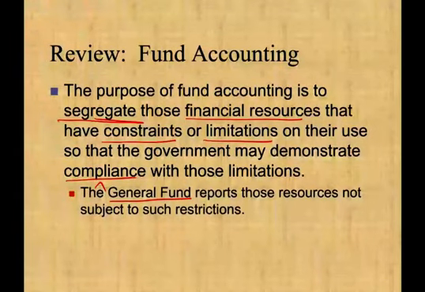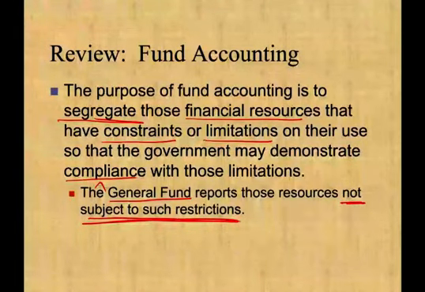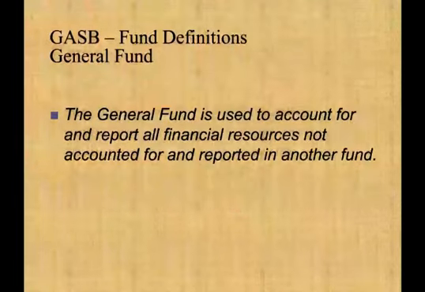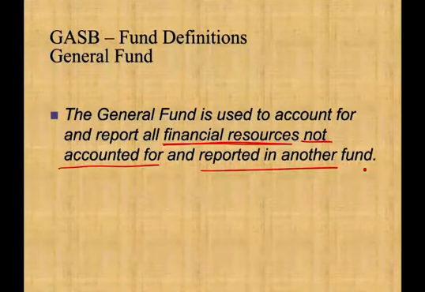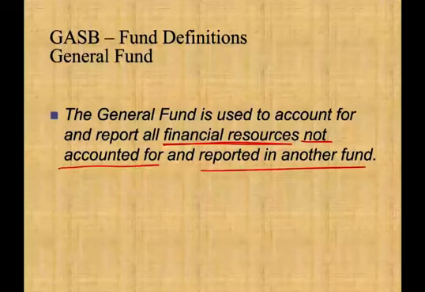What does the general fund report on? It reports on those resources that are not subject to any restriction. So basically the general fund, the money there, the assets, they have unrestricted use. That's basically what the general fund is. And basically the definition of a general fund: the general fund is used to account and report all financial resources not accounted for and reported in any other fund. So anything that's not reported in any other fund is going to be in the general fund.